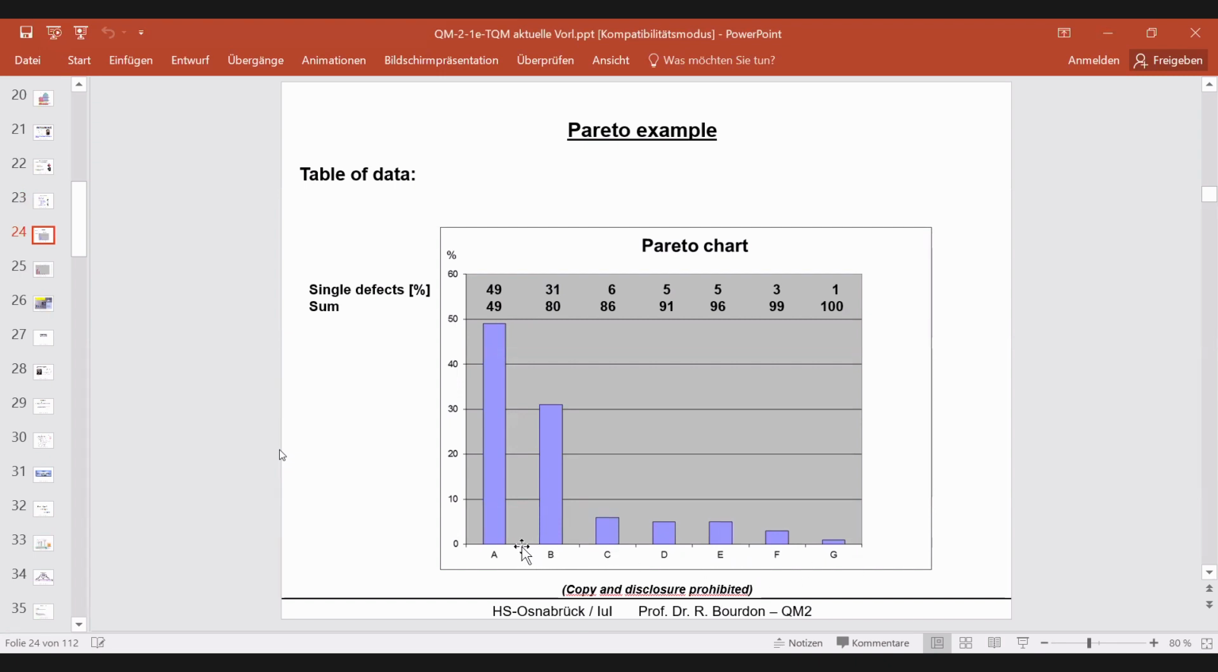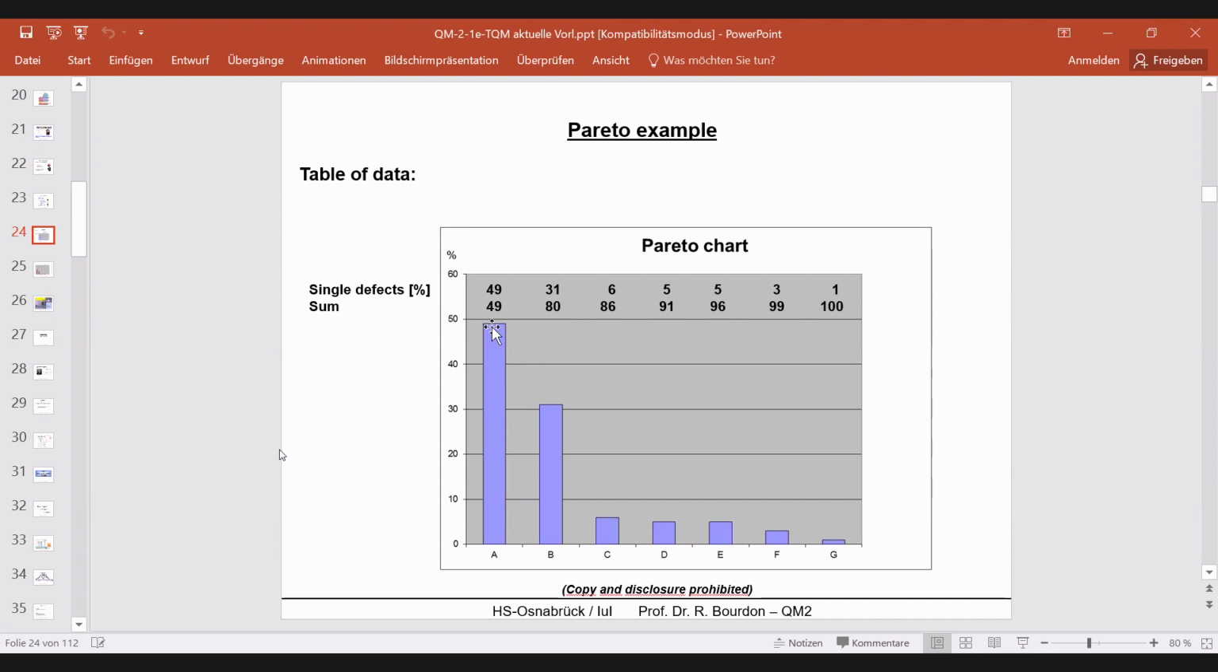And what you see here is, in this production, only 2 defects, defect A and defect B. These 2 defects cause 80% of all the defects. So it makes sense to concentrate on optimizing these 2 defects. The other defects are not so important. So they say, okay, let these defects be, because they are not important. But if you find solutions to optimize these 2 defects, then you have solved 80% of the problems in the production. This means Pareto.